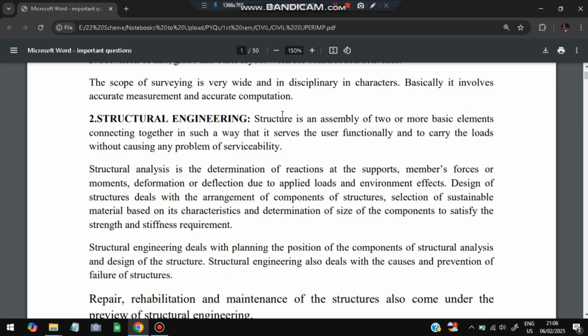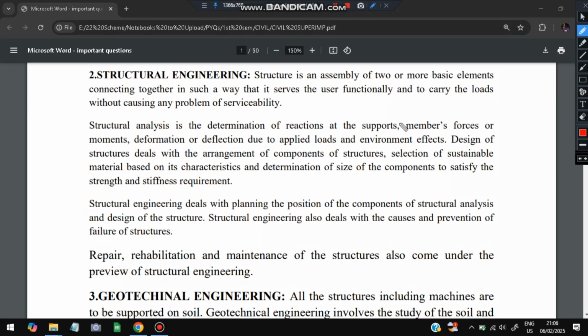Second is structural engineering. Structure means making a building or something like a bridge, which will support loads. All that is called structural engineering. So studying the forces, how they are acting, the type of material being used, and the position in which the structure is balanced, that will have the greatest balance. All those things come under structural engineering. So there also civil engineering is used.